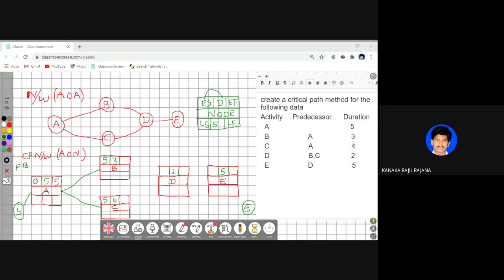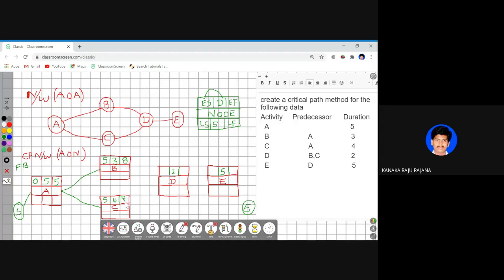Is this clear? Okay. Now, the next important step is, what about the early finish of B activity? 5 plus 3, which is nothing but 8. What about 5 plus 4, which is nothing but 9? Okay.